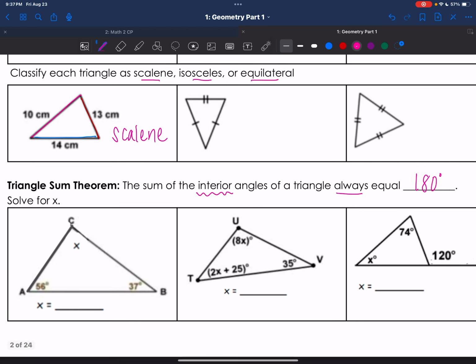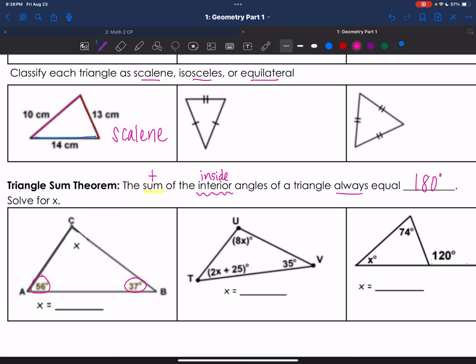All right, lastly, we have the triangle sum theorem. It is the sum, which means that you are adding, of the interior angles, so that's the angles on the inside, of the triangle are always equal to 180. So whenever you add this angle plus this angle plus this angle, it should equal 180. So that's all we've got to do, is add these two angles together and then subtract from 180 to solve. So let's go ahead.